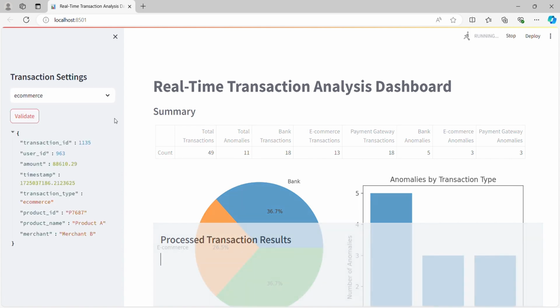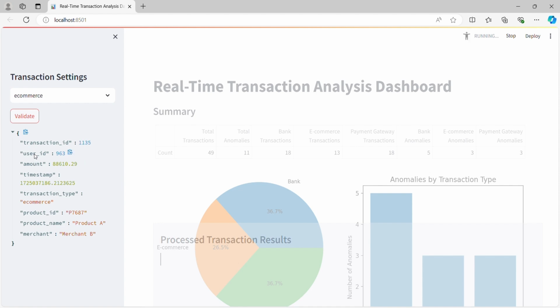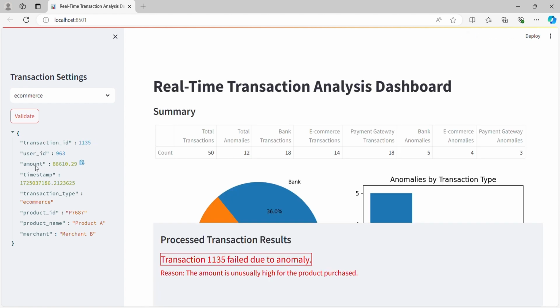If you see here, there are different parameters like user ID, transaction ID, amount, timestamp, transaction type, product ID, product name and merchant. Once the transaction comes into the platform, it gets validated. Once it gets validated, it will identify using Gemini LLM whether the transaction has any fraudulent data or not. Here it has identified the transaction as failed due to anomaly. That amount is unusually high for the product purchase, so that might be the reason the transaction is flagged as fraudulent activity.